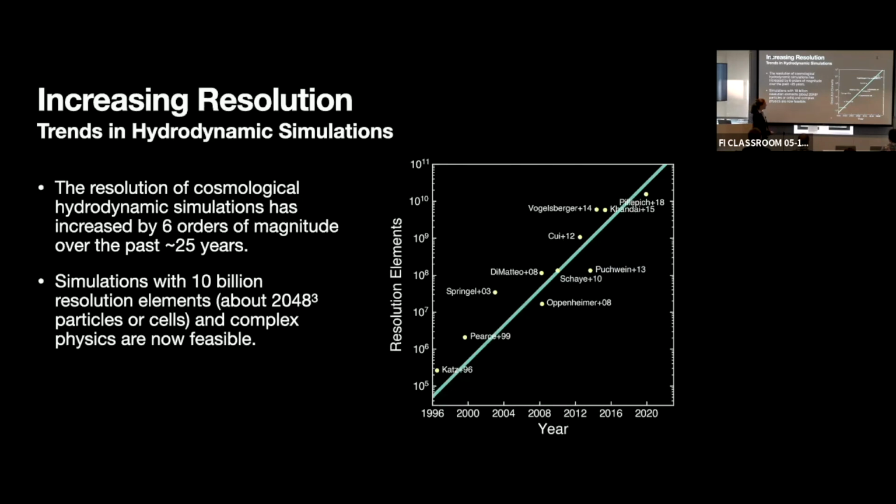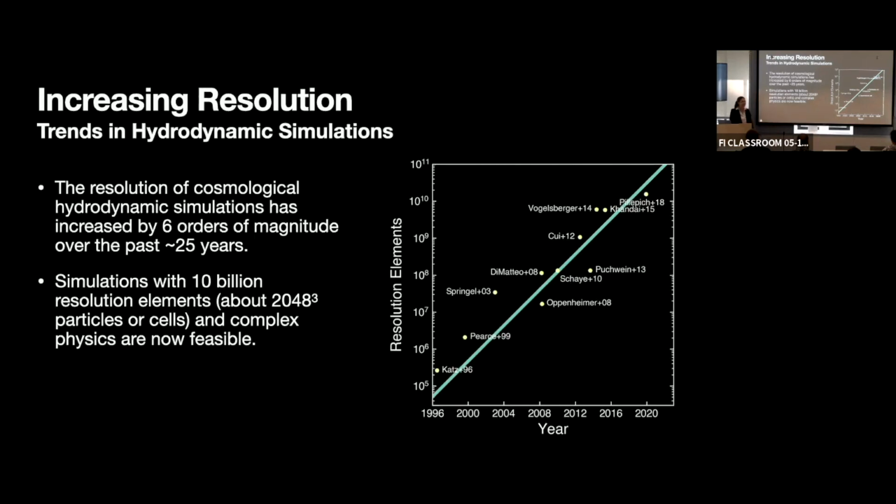And what you see is, over the course of the last 25 years or so, the largest cosmological simulations have increased in resolution by something like 6 orders of magnitude, right? Meaning that simulations with something like 10 billion resolution elements and complicated physics, so gravity and hydrodynamics at a minimum, but some of these simulations also include a lot more, are now feasible, at least if you have supercomputers, right?